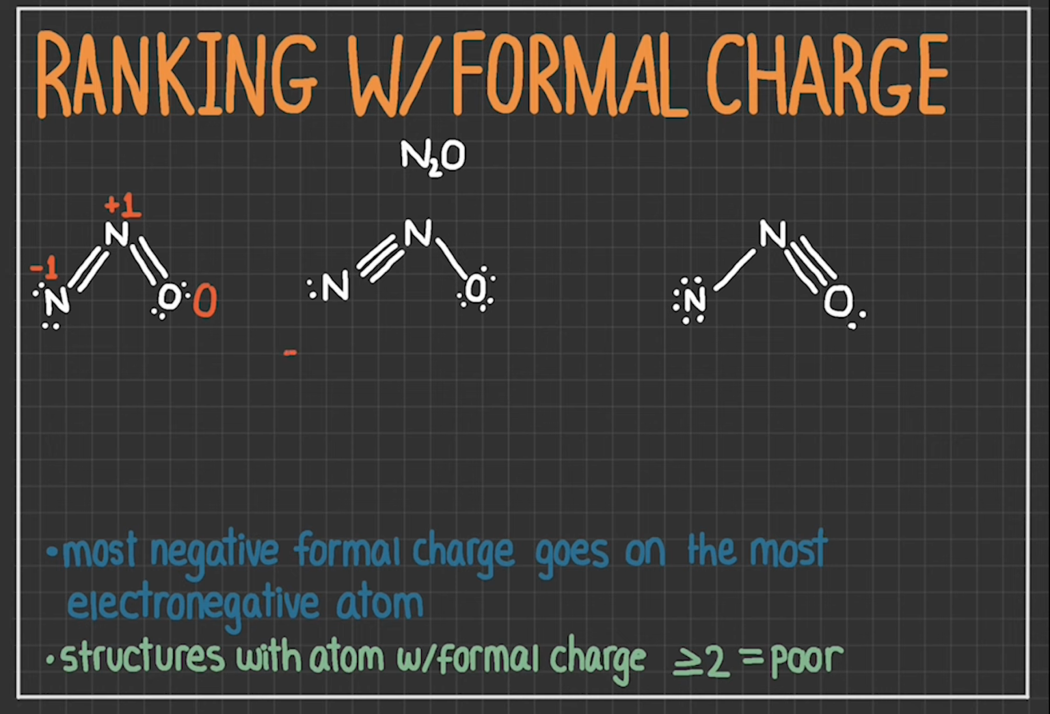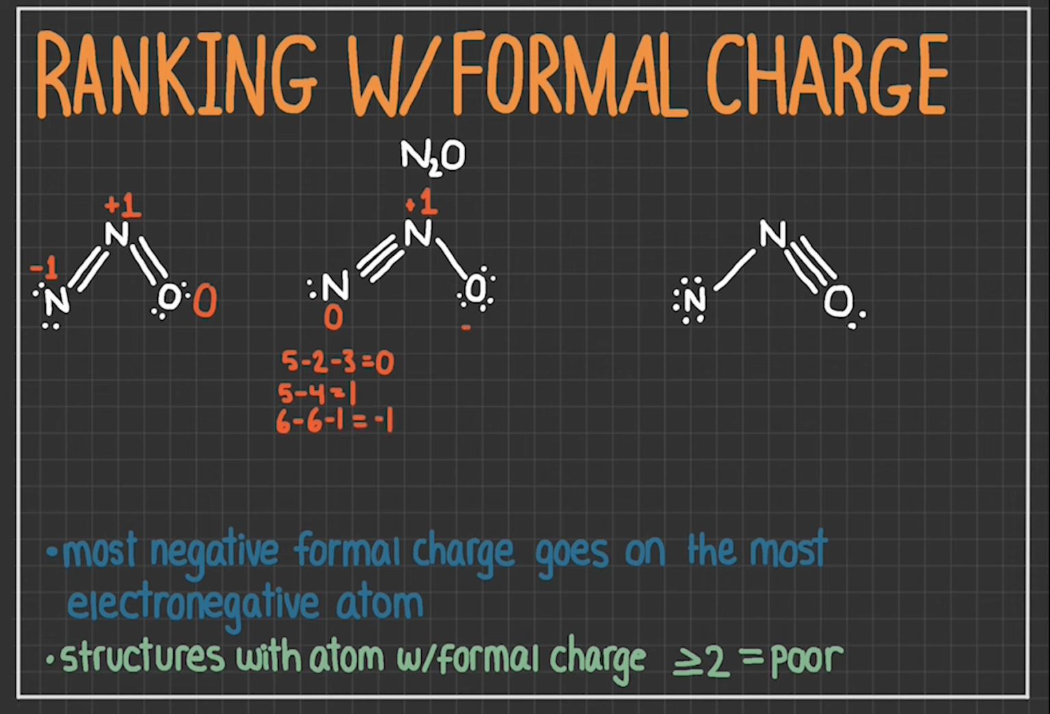With the next structure, we have this nitrogen here. So subtract 2 from 5 for the 2 lone electrons and 3 more for the 3 bonds. That gives us a formal charge of 0 for this nitrogen, which is really good. The next nitrogen, we subtract 4 from 5 due to the 4 bonds, and that gives us a positive formal charge of +1. Finally, from the oxygen, we subtract 6 from 6 for the 6 lone electrons and 1 more for that 1 bond. That gives the oxygen a formal charge of -1.